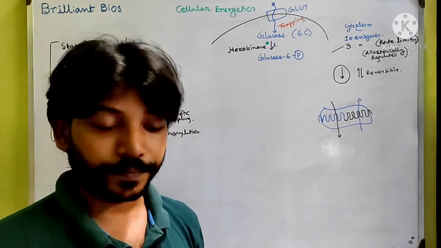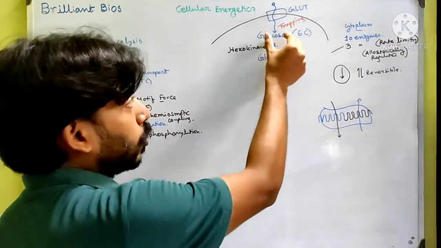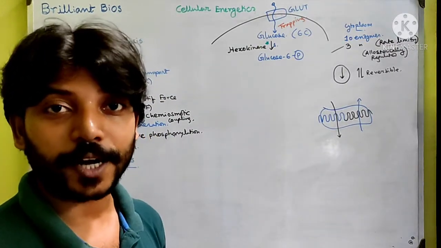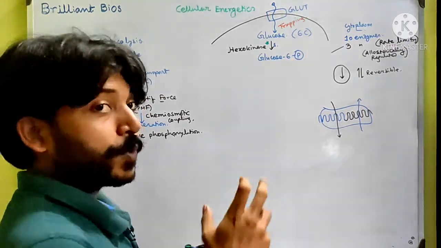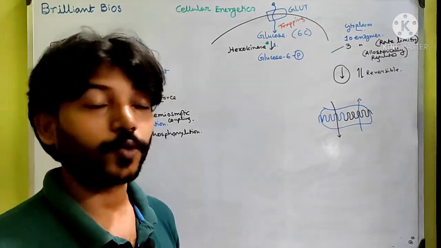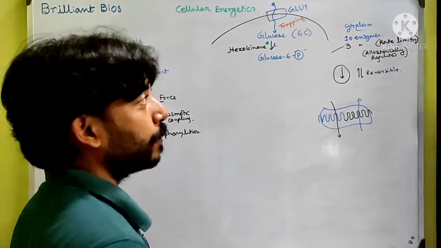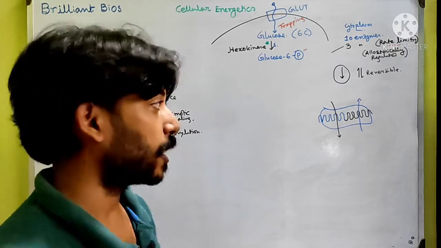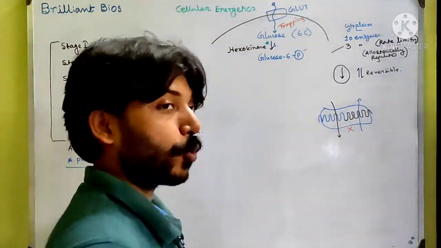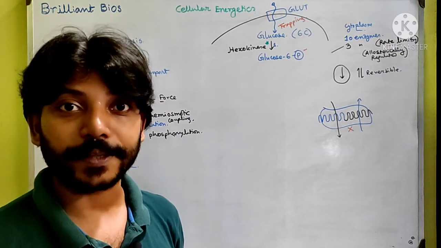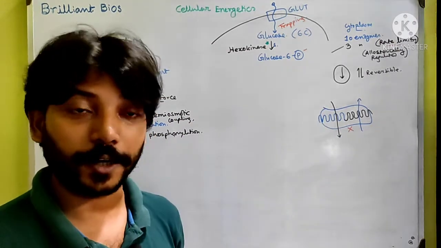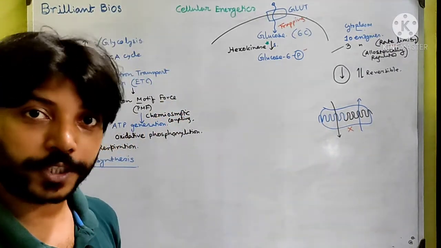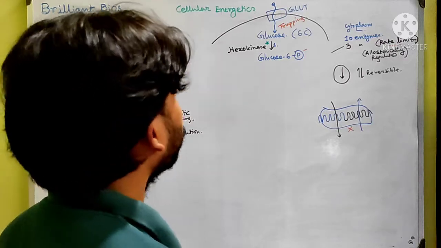How does this trapping occur? When this glucose is added with a phosphate, the phosphate is actually a negatively charged molecule. So this phosphate group makes this glucose a negatively charged molecule, and any charged molecule cannot pass through this transporter. So by this way, it makes the glucose impermeable to this transporter. So this is the first important step.